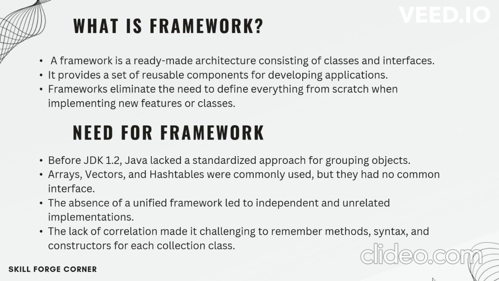So what raised the need for a framework in the context of Java programming? Before the introduction of the collection framework, prior to JDK 1.2, there were different ways to group objects, such as vectors, arrays, and hash tables. However, these collections did not have a common interface, and their implementations were independent and unrelated. This lack of standardization made it challenging for developers to remember the different methods, syntax, and constructors for each collection class. So to address these issues, the collection framework was introduced.